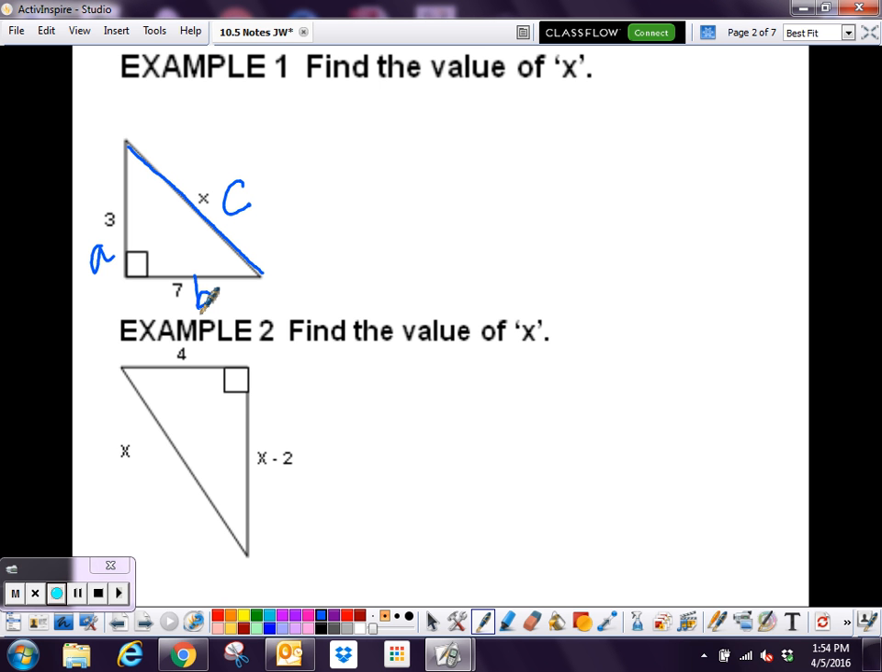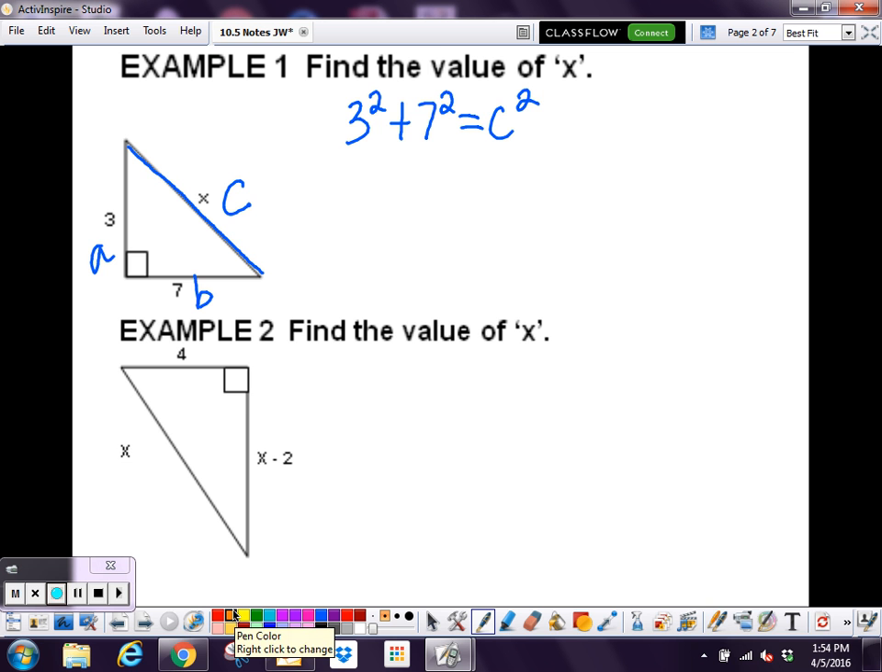Now I need to see you plugging it in. I do not want you to do it in your head. If you turn your homework in with only answers, it's going to be wrong. I need to see it plugged in. So you've got 3 squared. I don't even want you saying that's 9 yet. I want you to write 3 squared plus 7 squared equals c squared.